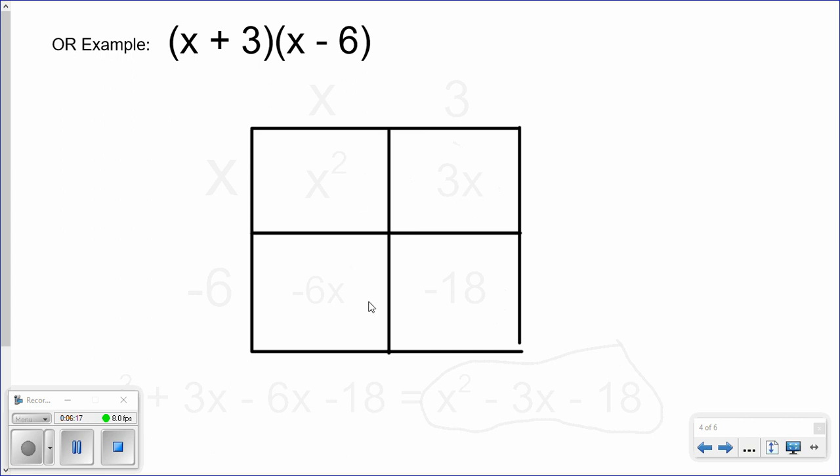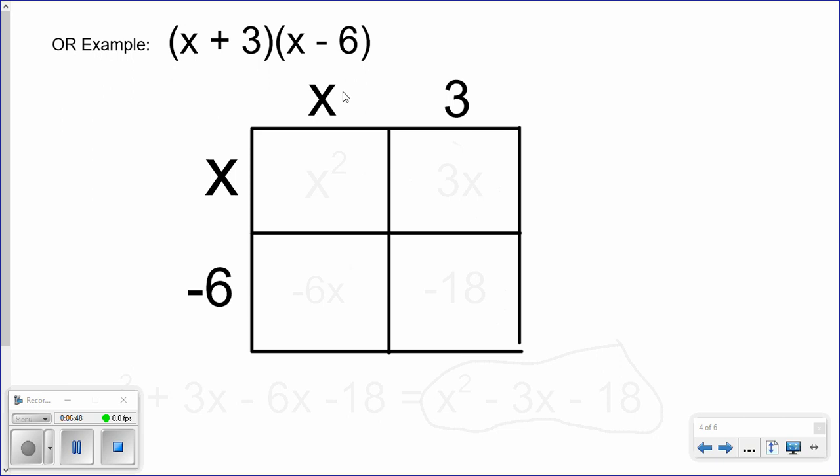Basically what it is you set up a box. So I set up a box 2 by 2 because I have a binomial which has 2 terms times another binomial which also has 2 terms. So each side, you should have enough boxes for each term. So on the top I'm going to put the x from the first binomial and the 3 from that binomial over each box. And then on the side here, I'm going to put the x and the -6 from the second binomial. So that way each term is on a box.